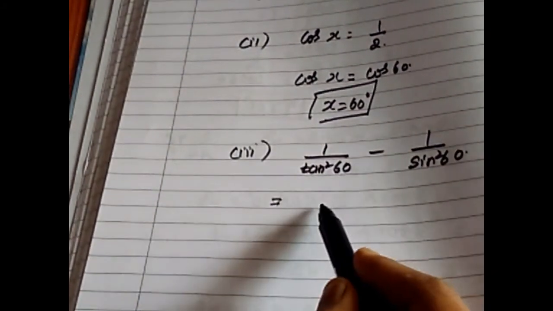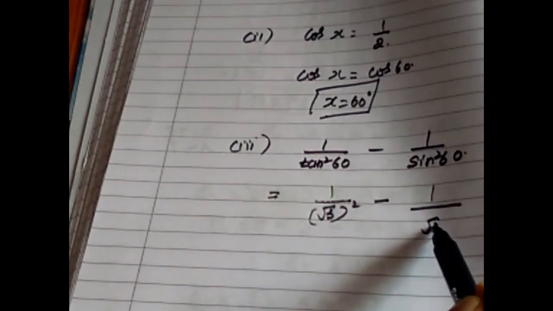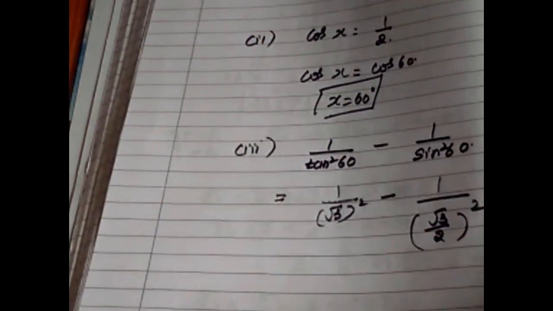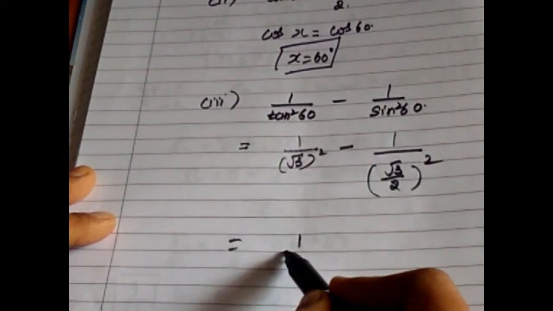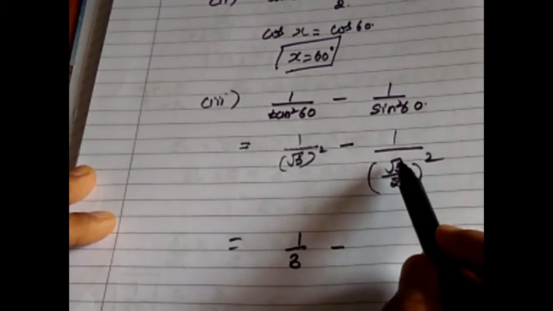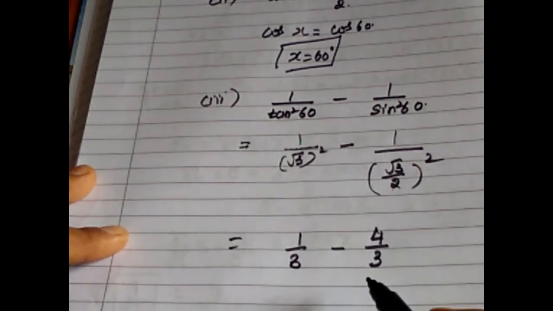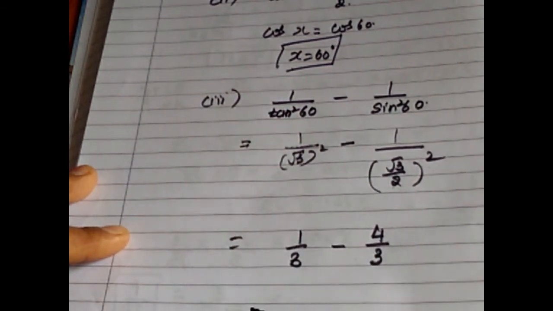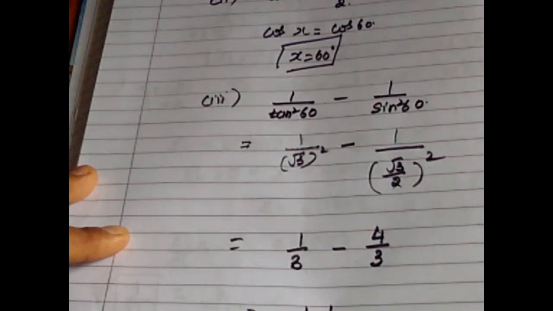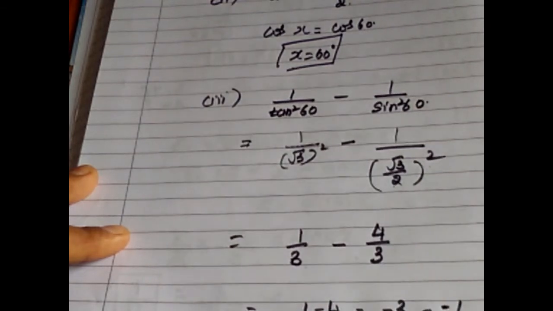So the tan 60 value is root 3. So 1 by root 3 whole square minus, the sin 60 value is root 3 by 2 whole square. So in the denominator, root 3 by 2 whole square. 1 by root 3 whole square is 1 by 3, minus root 3 by 2 whole square is 3 by 4. When it is shifted, it is 4 by 3. Now what will you get? 1 by 3 minus 4 by 3. So common denominator, 1 minus 4, that is minus 3 by 3. The value is equal to minus 1.